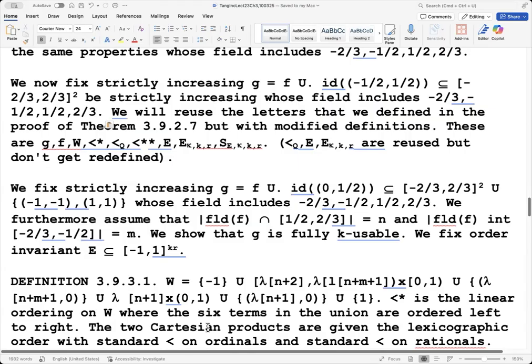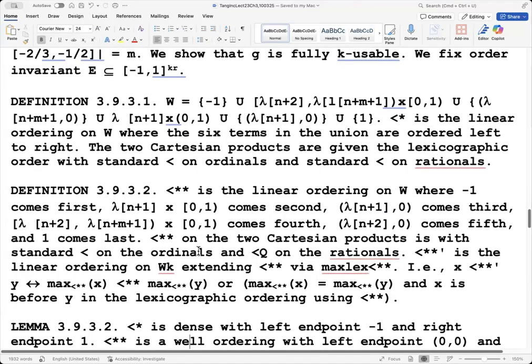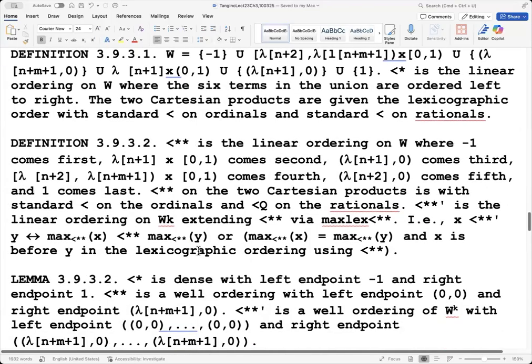I'll fix that up. Okay, we furthermore assume that the cardinality inside here is n, and the cardinality outside here is n. The lower part has cardinality m, and the higher part has cardinality n. Fix an order invariant e's. So now we do our space. We develop our space and argue as before, but it's trickier. So you gotta be more careful.